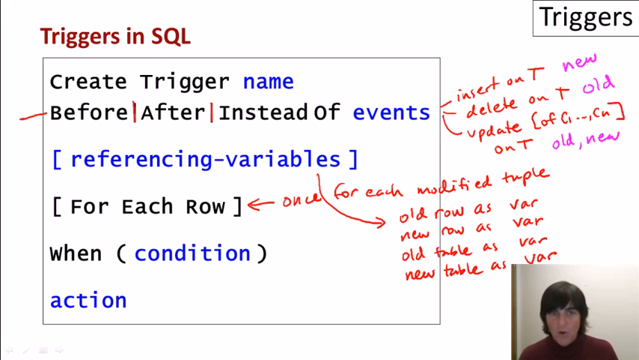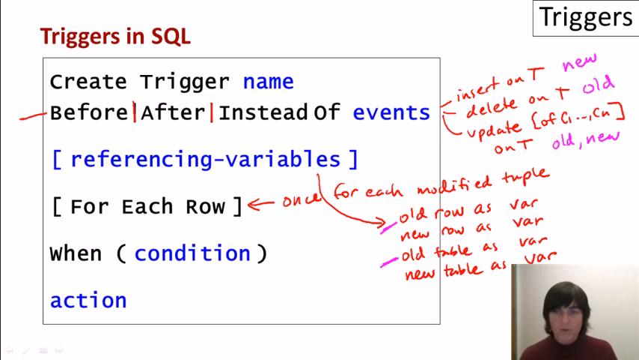So if we have a row level trigger, as a reminder, that will be triggered once for each modified tuple, but after the entire statement has run. So let's take, for example, a row level delete. In the case of deletes, we can only have old, but for a row level trigger we could have both the old row and the old table.